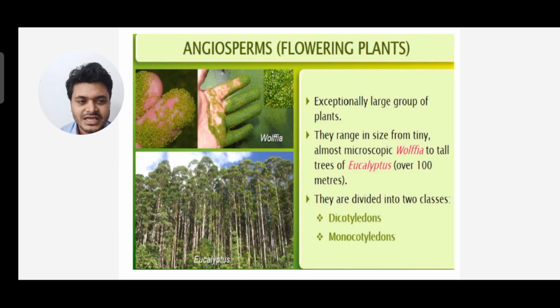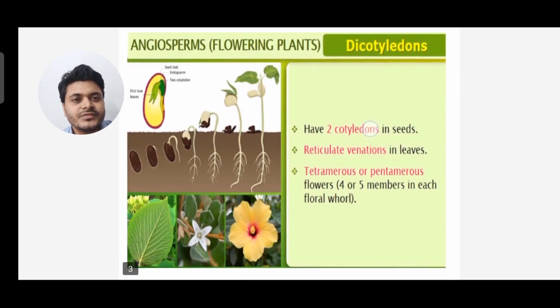So these angiosperms are divided into two main classes. One is dicotyledonous or dicot plants, and the other is monocotyledonous or monocot plants. So first we'll see the dicotyledonous plant.